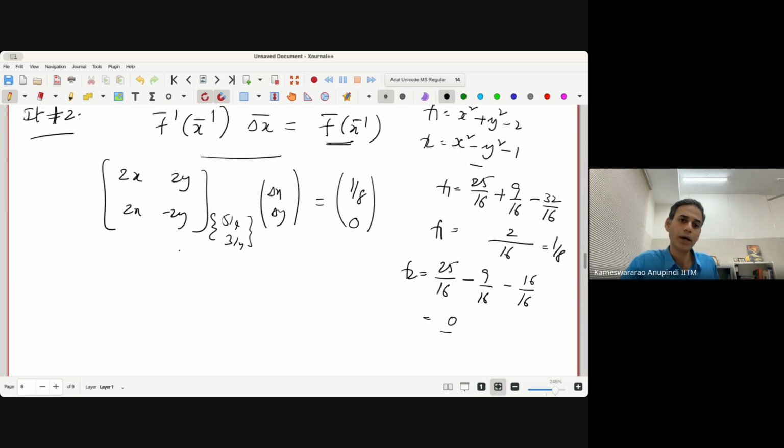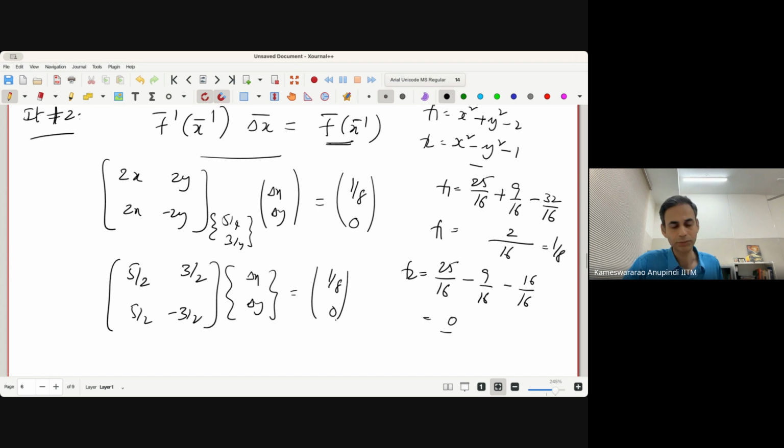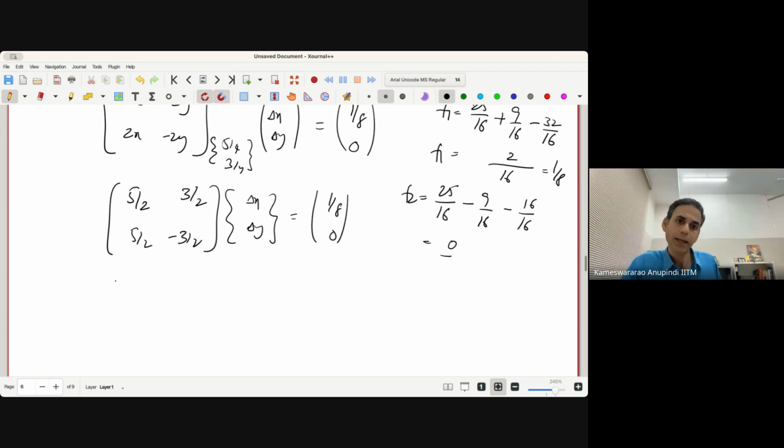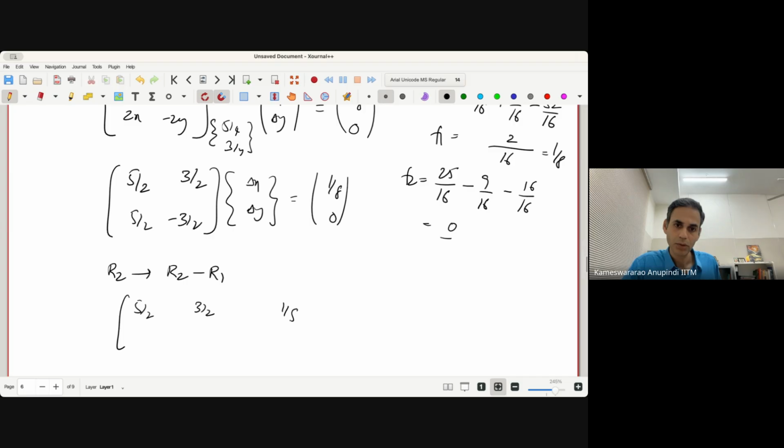Okay. So now, of course, I have to substitute for x and y in the left hand side. So this is going to give me 2 times 5 by 4, that is 5 by 2, and then 2 times 3 by 4, that is 3 by 2. Then this is going to be [5 by 2, -3 by 2] times delta x, delta y equals 1 by 8 comma 0. Okay. So that's what we have. Then again, I have to apply Gaussian elimination. That's going to be R2 goes to R2 minus R1, just like before. So this is going to be 5 by 2, 3 by 2, 1 by 8.